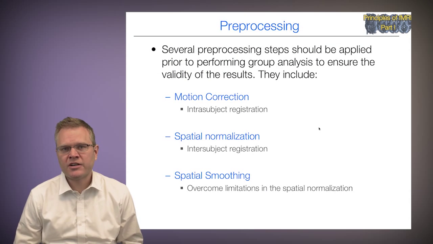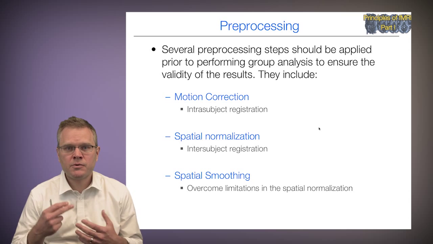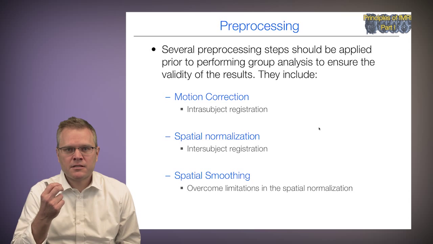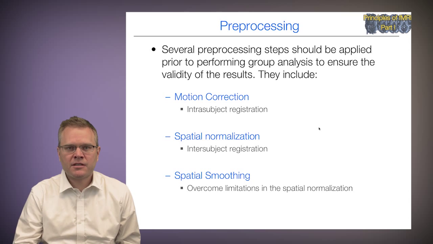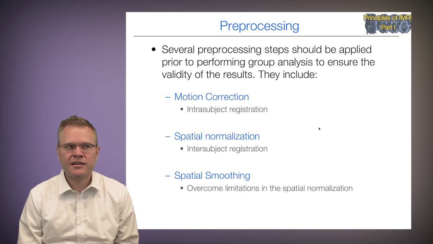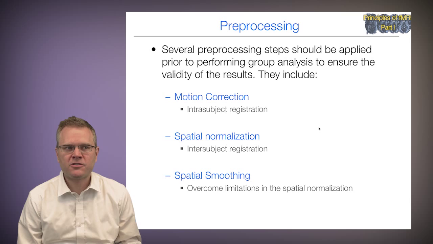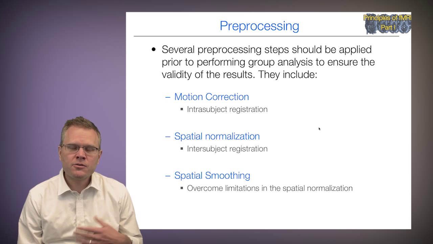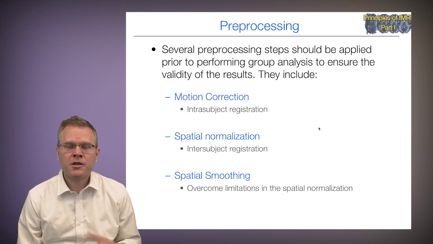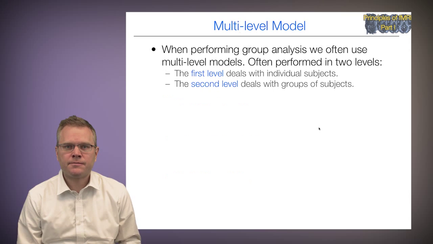Motion correction is always important when we're doing analysis, but here spatial normalization is critical because we need the voxels to align across subjects. If I take a specific voxel at a specific location in one subject, I want to be able to obtain the same voxel in another subject, so the brains have to be aligned to one another. However, spatial normalization isn't perfect, so we need a degree of spatial smoothing to overcome its limitations. All these pre-processing steps should be performed before performing a group analysis.